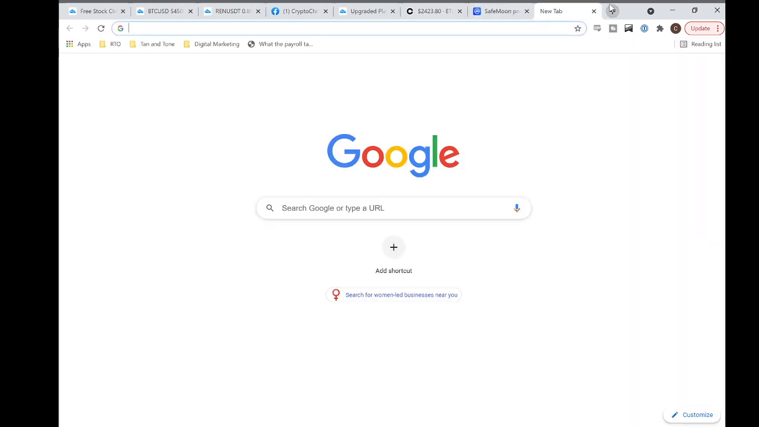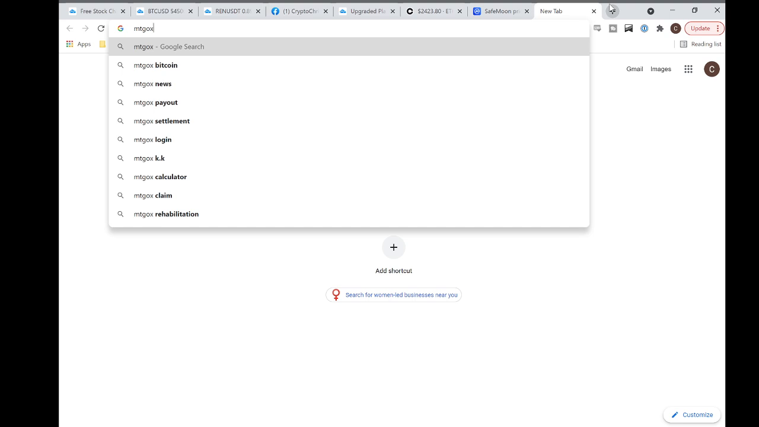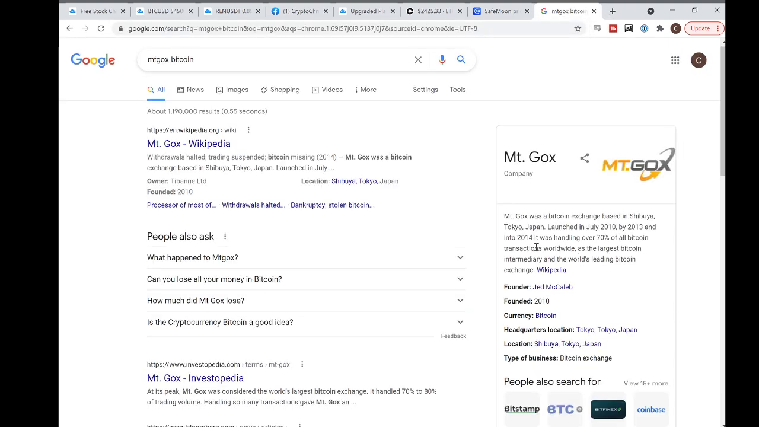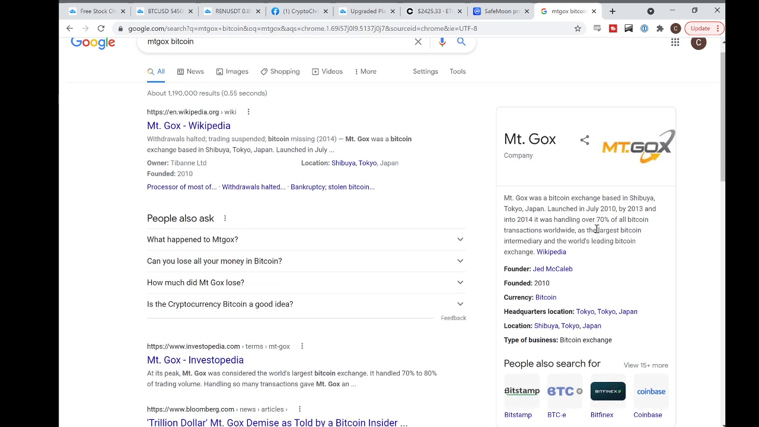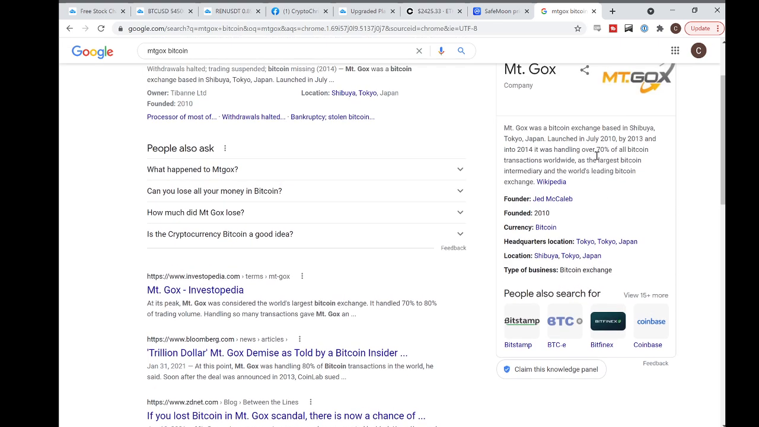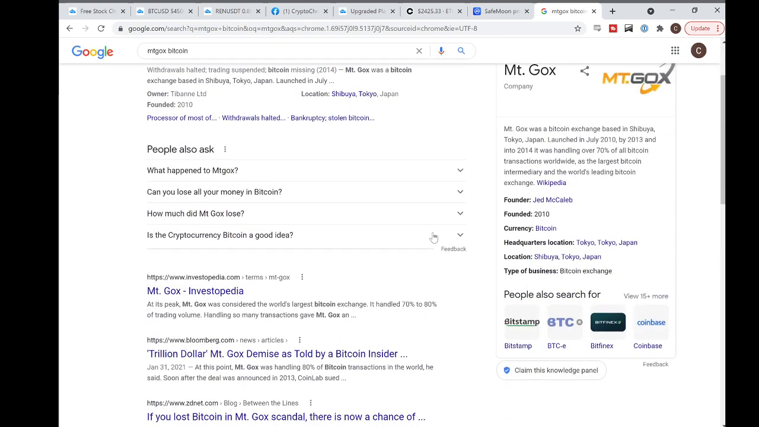And if you want to see some examples, just to get an idea of how bad it is, look at Mt. Gox. This is an exchange that was handling 70% of all Bitcoin transactions worldwide. Okay, 70% of all Bitcoin transactions, and it completely disappeared. The market shut down overnight, and they claimed that all the money was stolen.